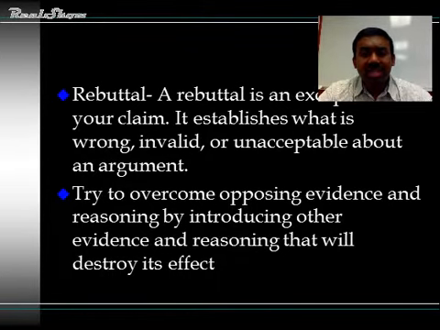Rebuttal is an exception to your claim. It establishes what is wrong or invalid or unacceptable about your argument. Try to overcome these opposing evidences and reasoning by introducing other evidence and reasoning that will destroy its effect.